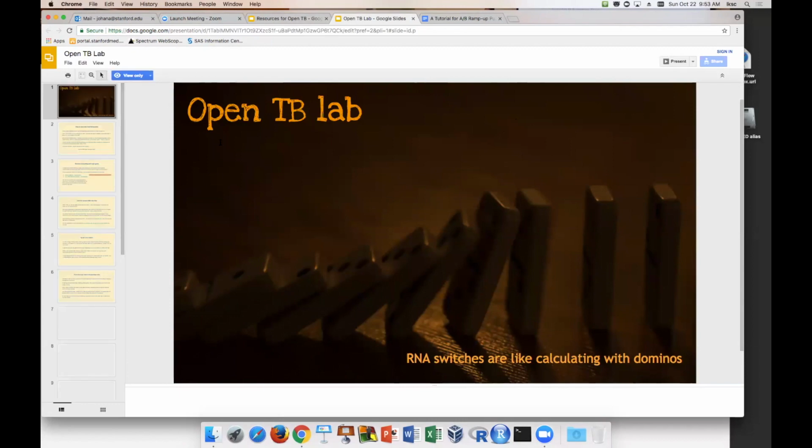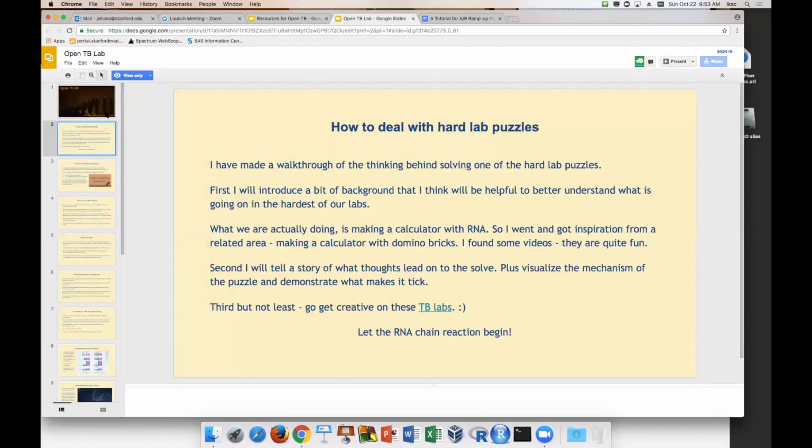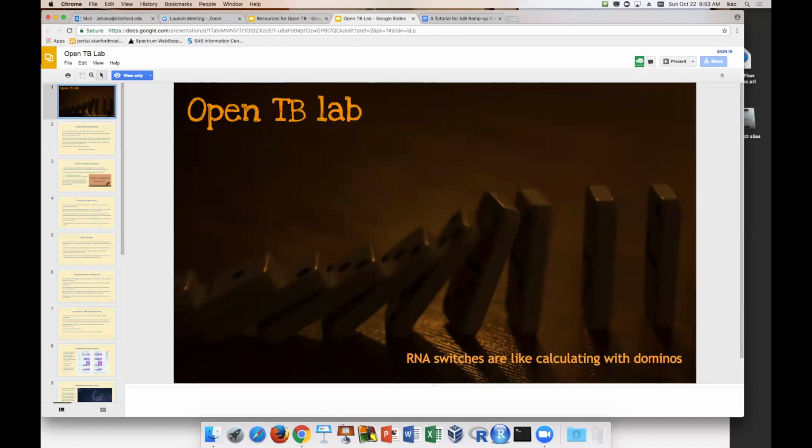Is that the one? Yeah, that's the guide. Okay, thank you. Maybe I can put this in present mode. Or is that fine the way it is?